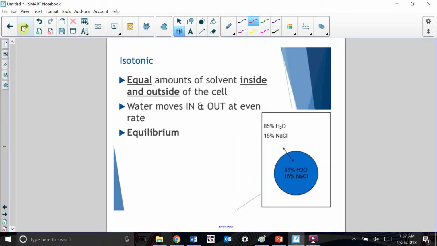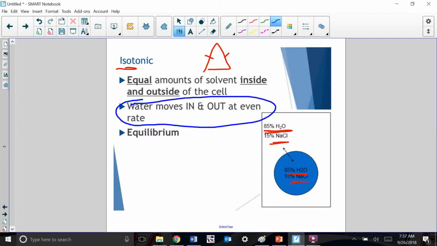Last but not least, we have what's called an isotonic solution. Think about an isosceles triangle, right? Great triangle, you have two of the same sides there. Same thing, iso means the same. So in the isotonic solution, you have the same amount of water and stuff, otherwise known as solute, in the cell. Now, it's important to realize that water is still moving here.